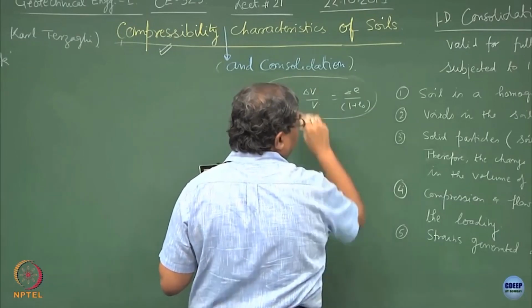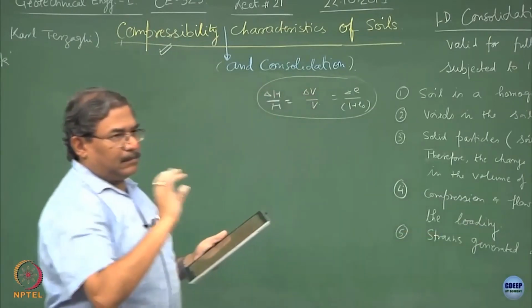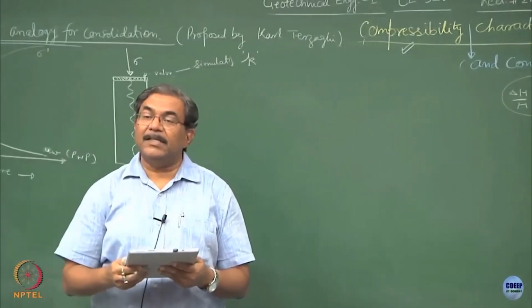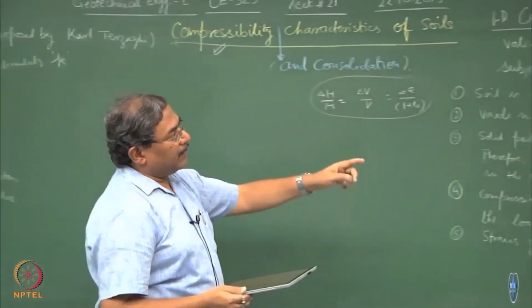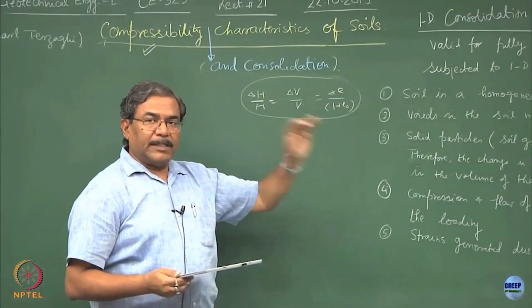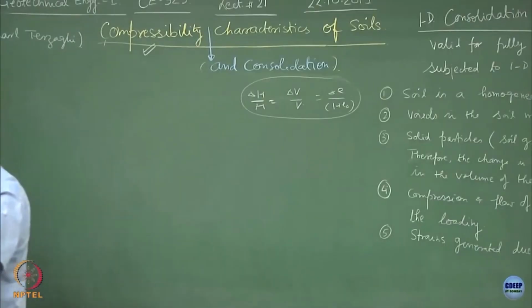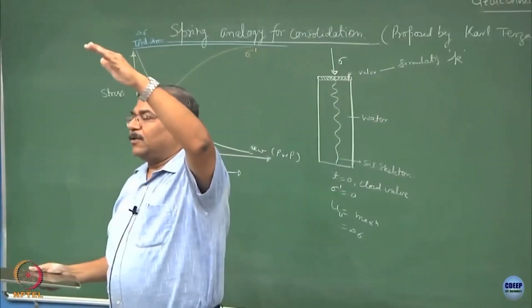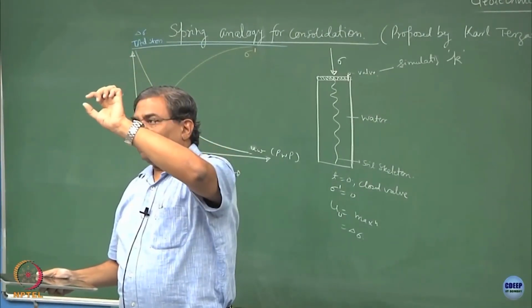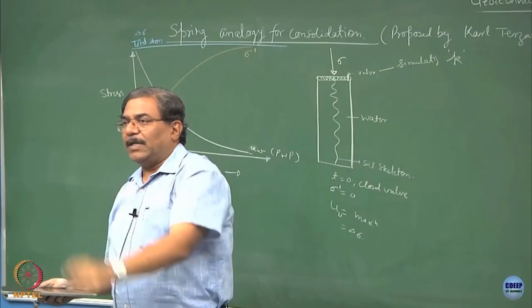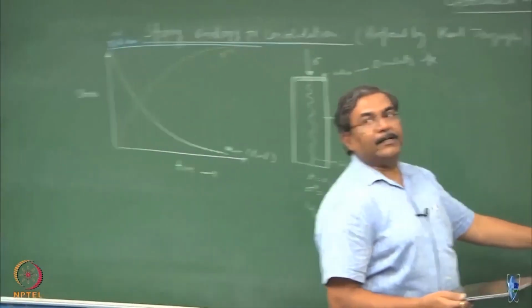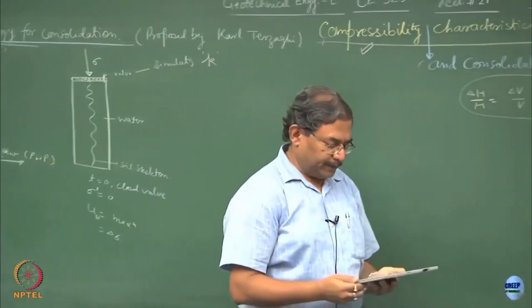So, this is valid when the strains are small, and that is the reason why in the previous case we discretized the entire soil mass in small strips. Suppose a 20 meter thick soil mass, we discretize it in layers of 1 meter, clear, so that this condition does not get violated. You are asking this question.